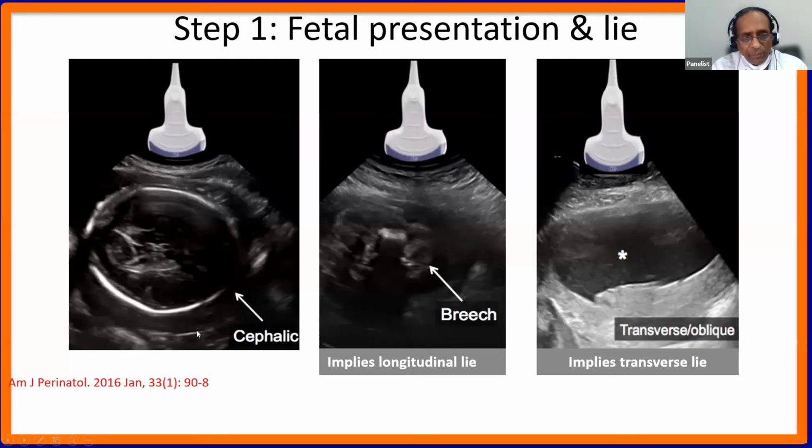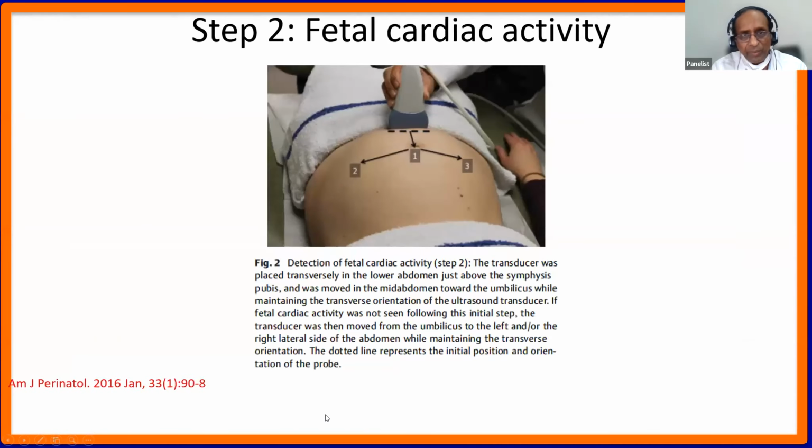You can know, by just moving the probe, which side of the baby the spine is, and you can find out the right and left side of the baby. The next thing to do is to identify fetal cardiac activity.